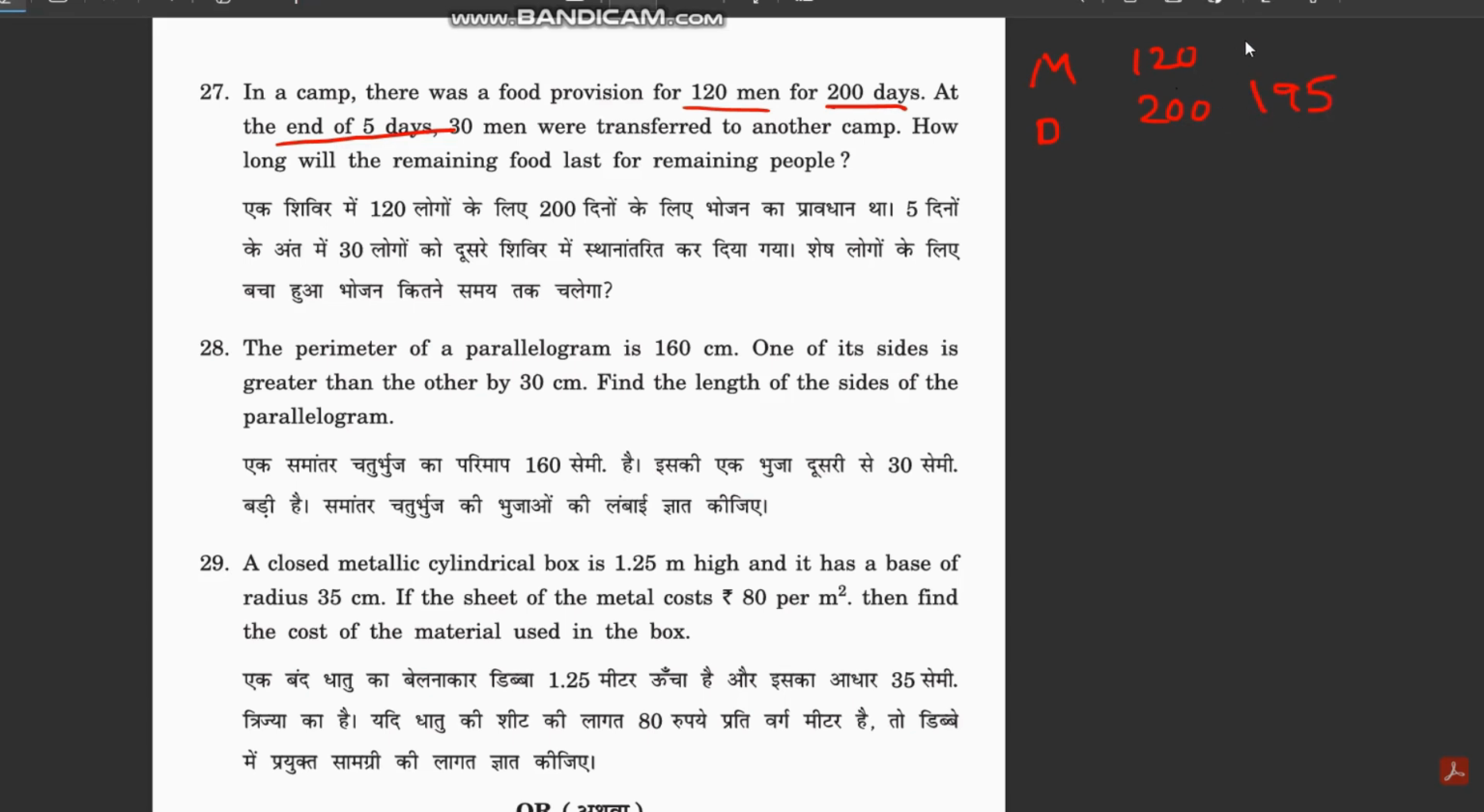For 195 days, 120 members can eat the remaining food. But after these 5 days, 30 members left. So 120 minus 30, because 30 members were transferred to another camp. 120 minus 30 is 90. So 90 members, in how many days can they sustain with that food? 120 members in 195 days can complete the food. Now only 90 members are there. How much food can be completed? Most of these food provision sums are inverse variation. So the inverse variation formula is x1 y1 equal to x2 y2. So here x1 y1, x2 y2.